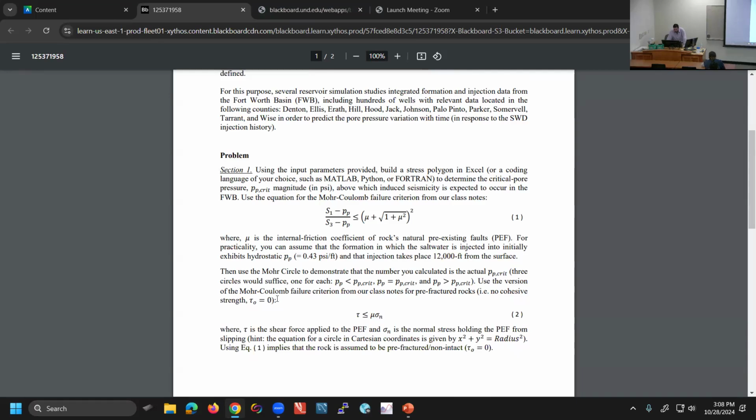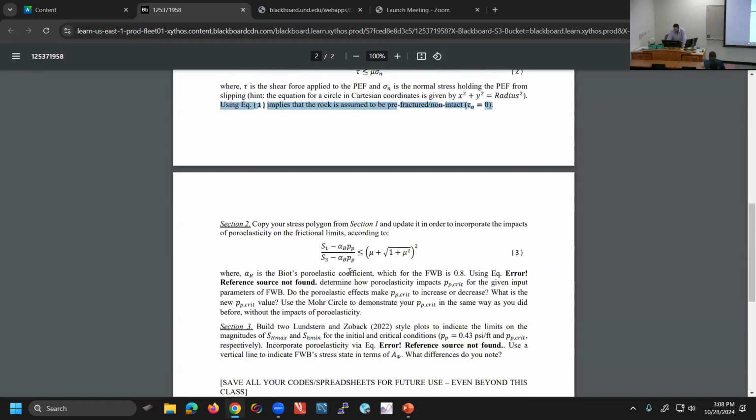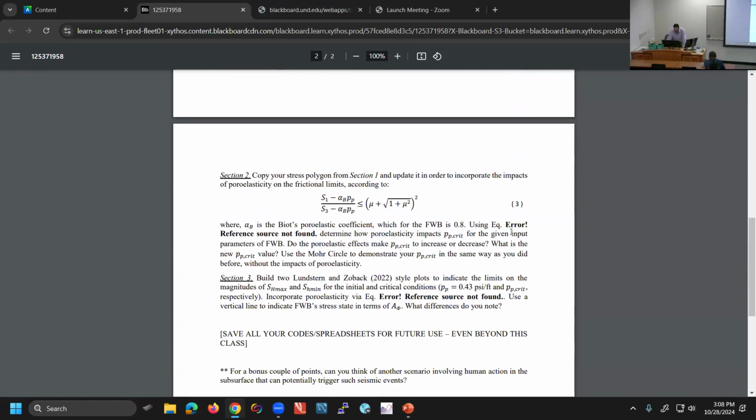Here I need to either remove this or remove this, keep only one. And then the errors. Okay, I will fix it. But you can start working on the homework. It's not a detrimental issue.